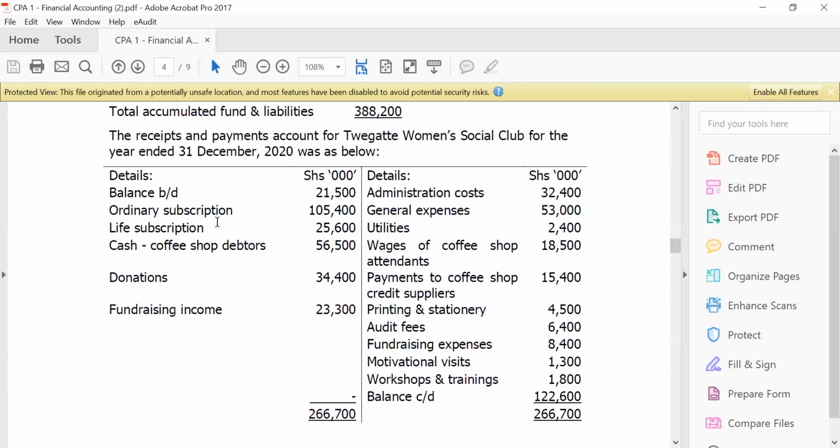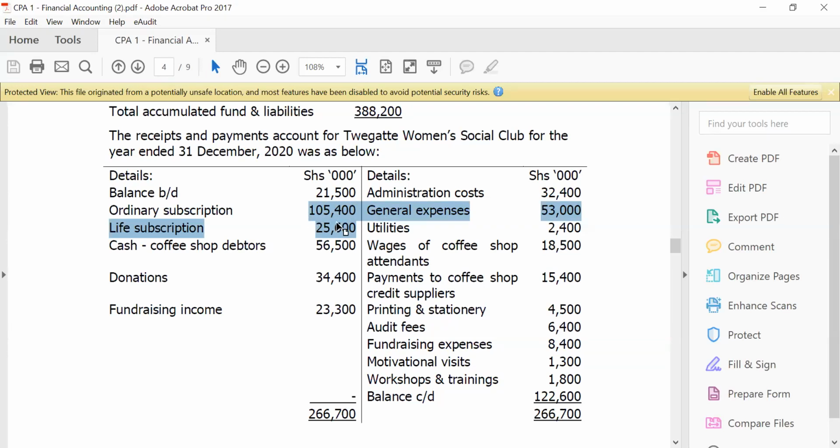So our receipts and payments is more like recording cash that has been received and cash that has been paid. So the debit side records items that have brought in cash, and the credit side records items that have taken out cash. So we have ordinary subscriptions, which is 105,400. We have life subscription, which is 25,600.